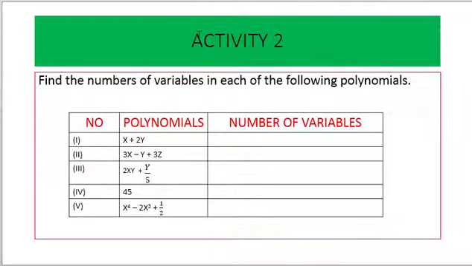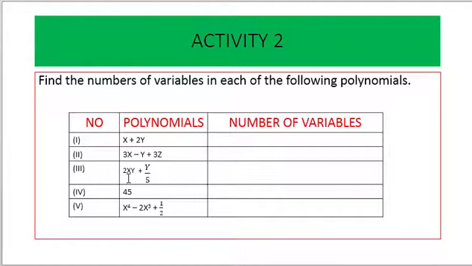Then activity 2 for you. Find the number of variables in each of the following polynomials. Here are 5 options. These are the polynomials, and you will write in numbers how many variables each polynomial has. In the first option, x plus 2y. So here is 1 and 1, 2, x and y. So you will put here 2 because here are 2 variables. Here is x, y and z. Here are 3 variables. So you will put 3 here.